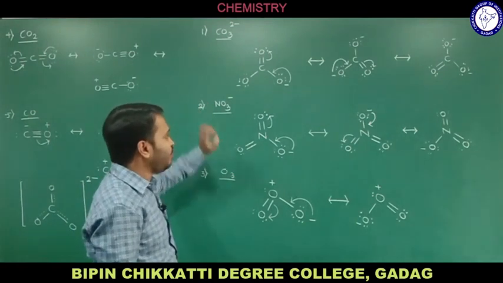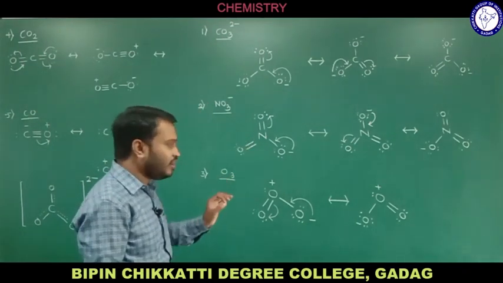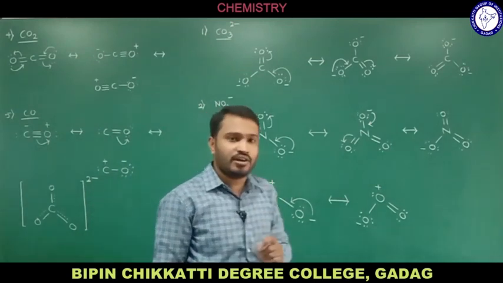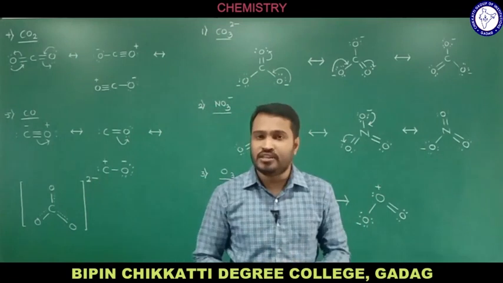Similarly, in the case of NO3 minus we need to represent the dots. Similarly, where there will be a shift of electrons, that is considered to be the dotted lines, which represent the resonance hybrid.